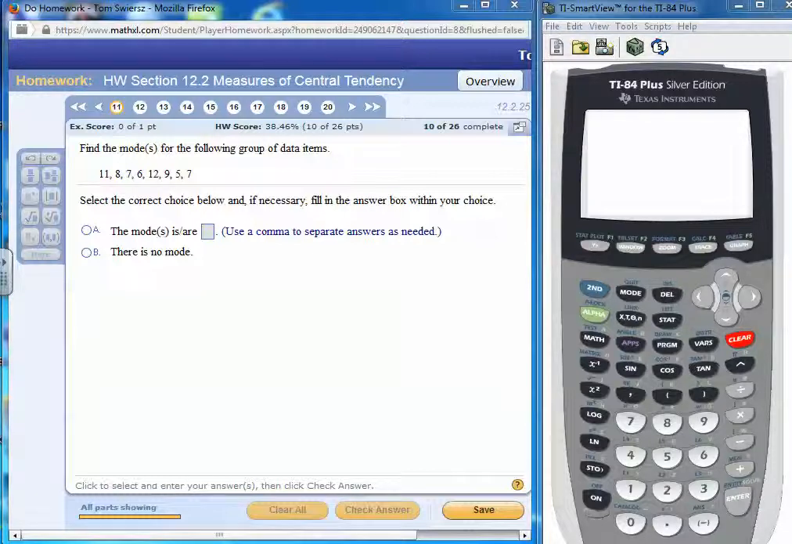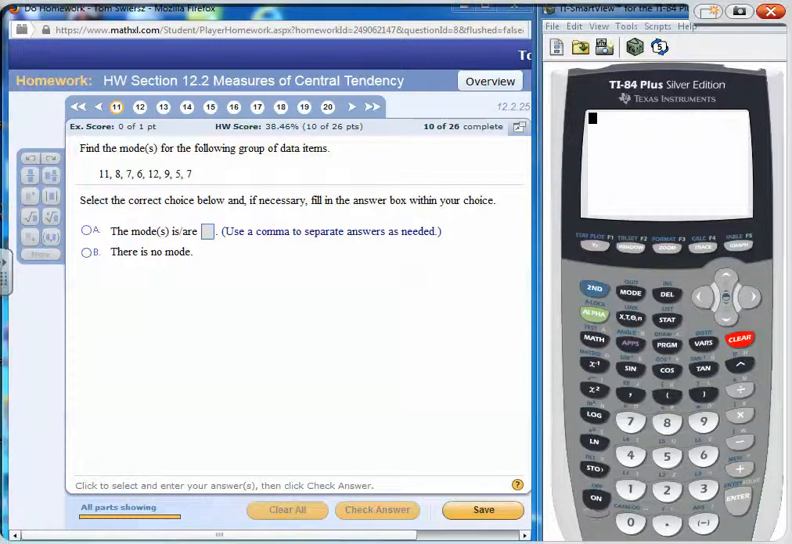Okay, in number 11, find the mode for the following group of data items. The definition of the mode is the one that occurs most often, or the most common one. Now be careful, take your time. Here's the entire list. They're not in order, right? There's an 11, an 8, a 7, a 6, 12, 9, 5, and 7.